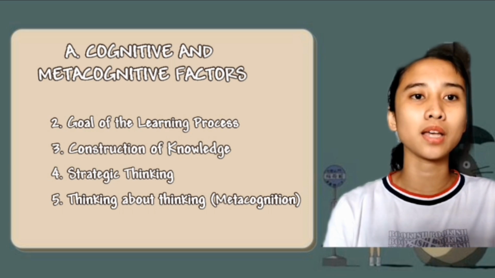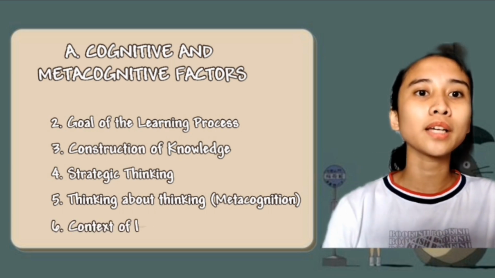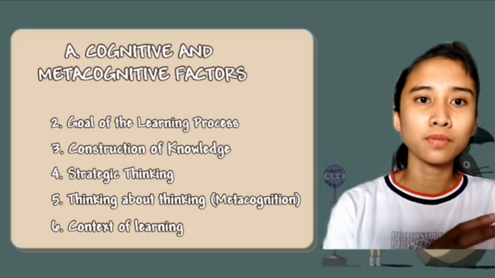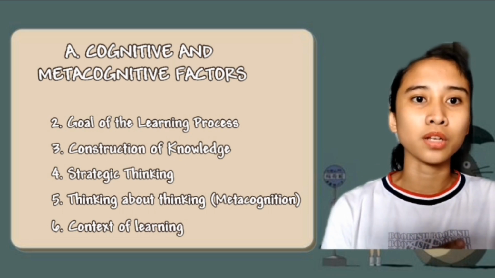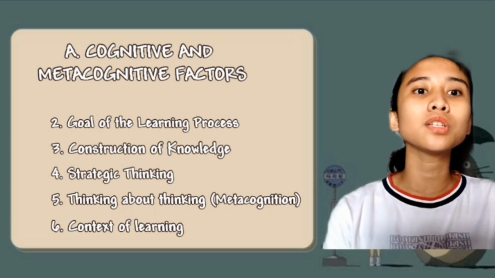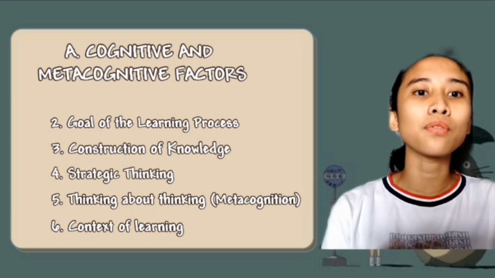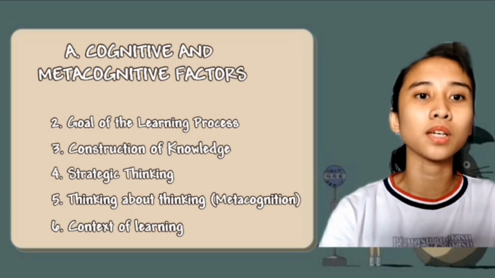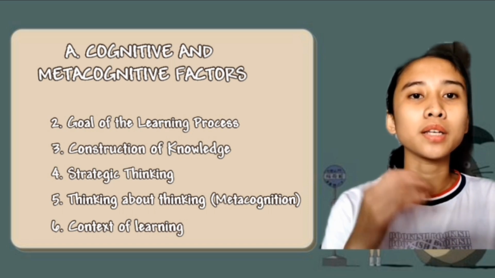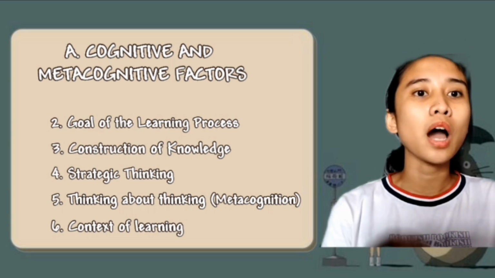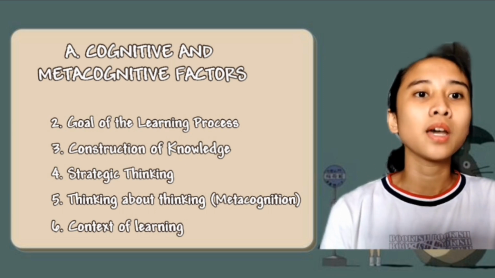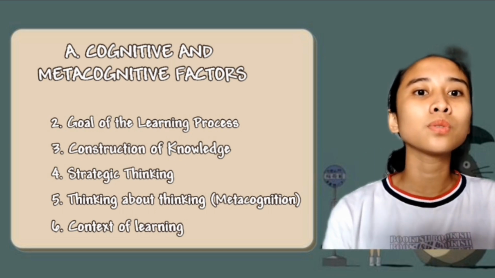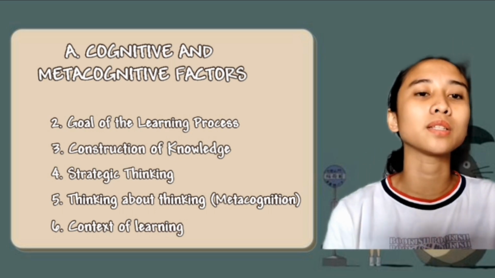Number 6, last we have the context of learning. Learning is influenced by the environment, factors such as culture, technology, and teaching methods. Culture affects motivation, learning styles, and approaches to thinking. Technology can improve learning if used appropriately. A supportive classroom environment increases student engagement and success.